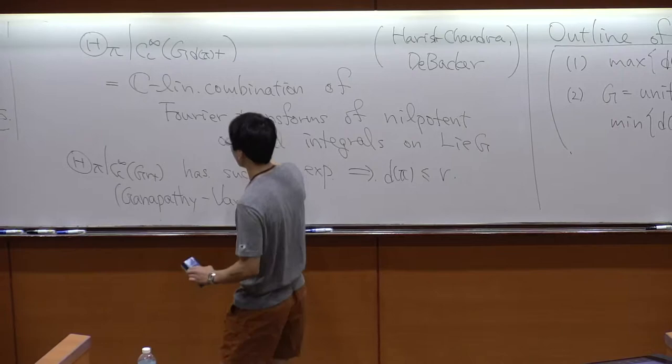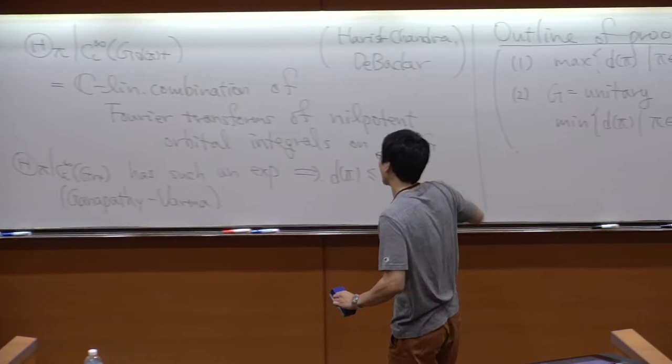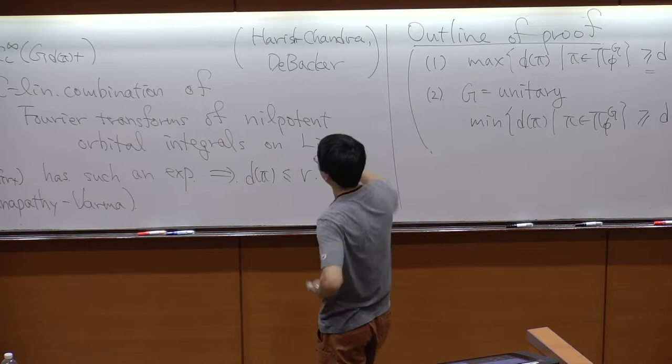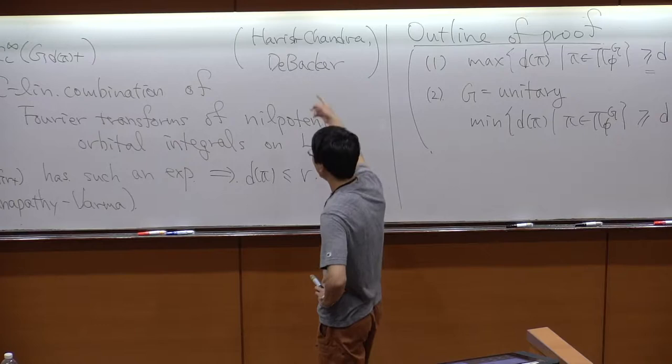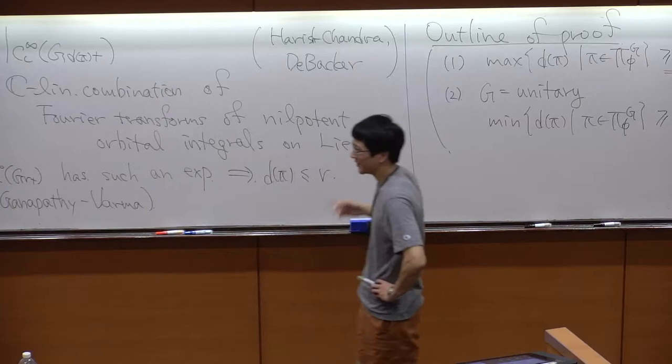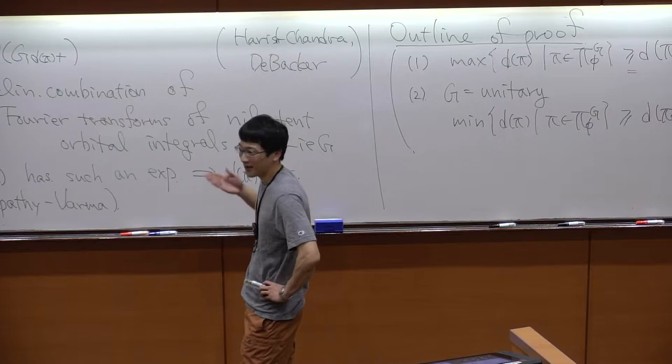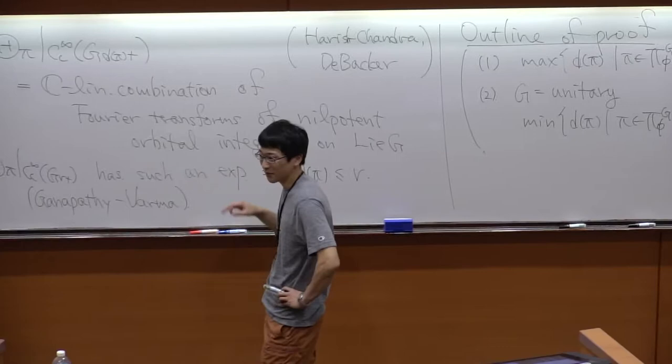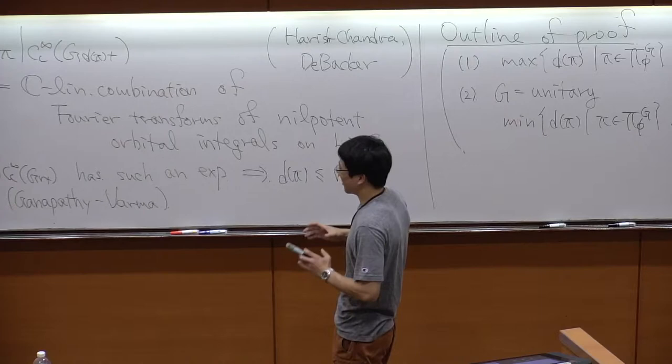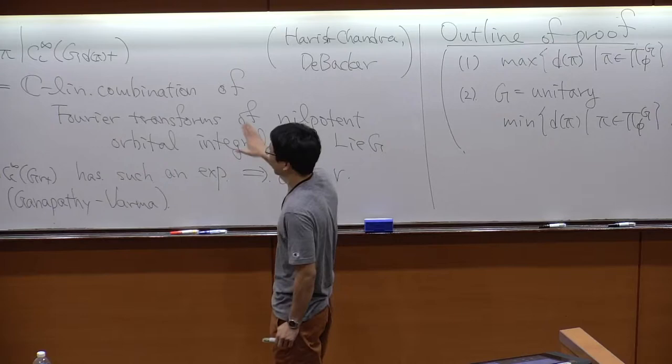So, you mean this property? Actually, I don't know. In the proof of DeBacker, he used the assumption on the residual characteristic very crucially, because he used the Jacobson-Morozov theorem for Lie algebras over finite fields. And I think the Jacobson-Morozov theorem has a counterexample for small residual characteristic. But I don't know whether the Jacobson-Morozov theorem for such finite Lie algebras is needed for the proof of this theorem. So I don't know, actually.